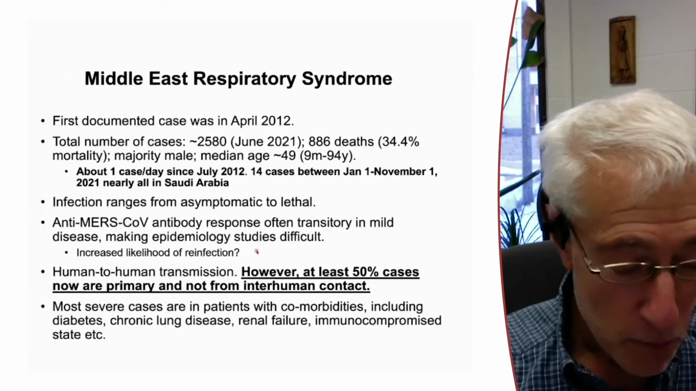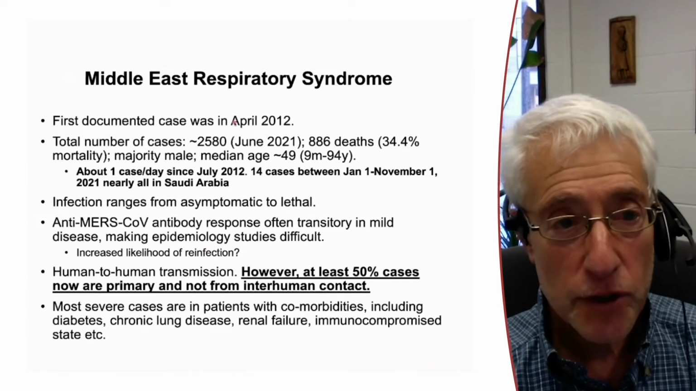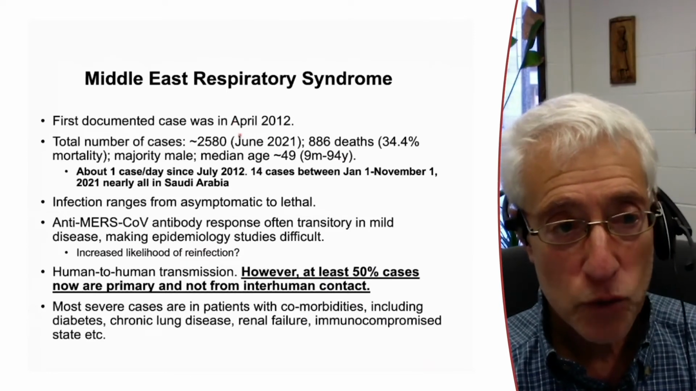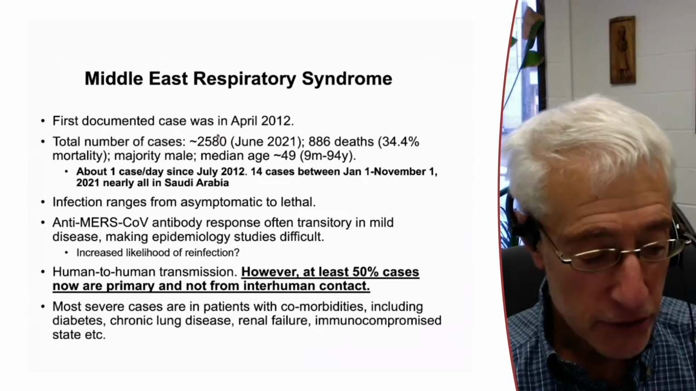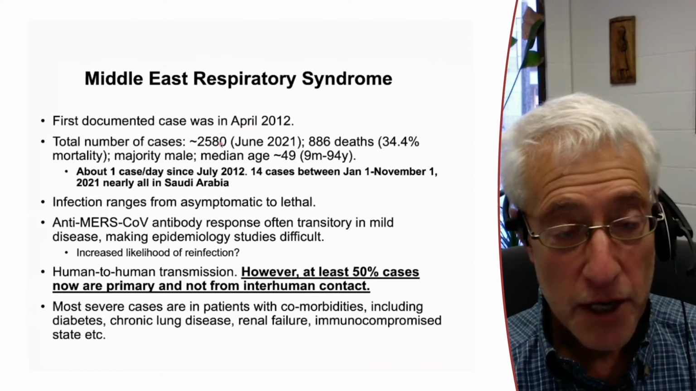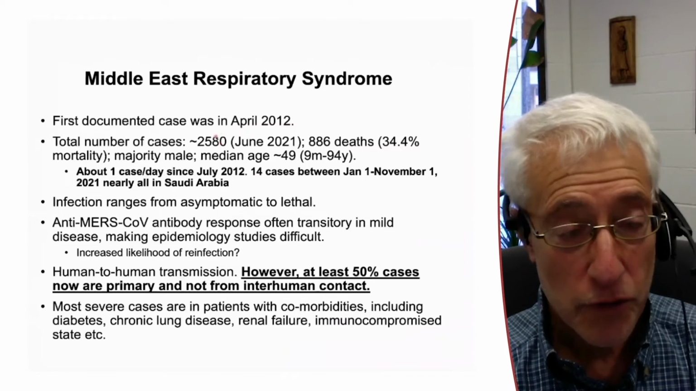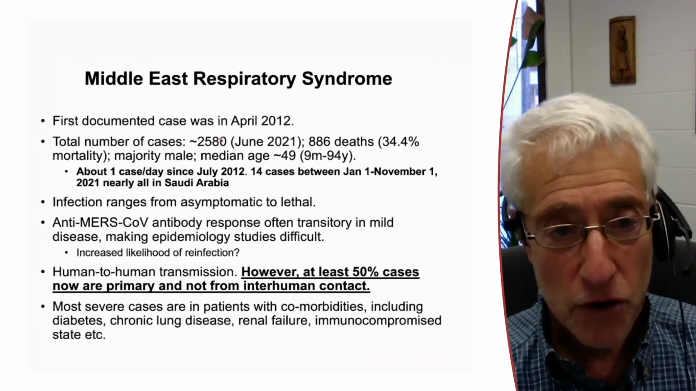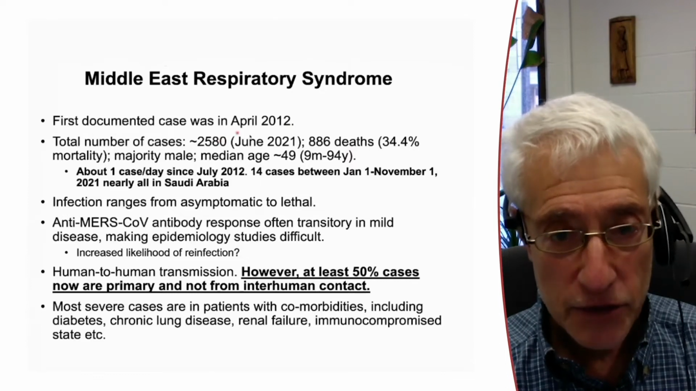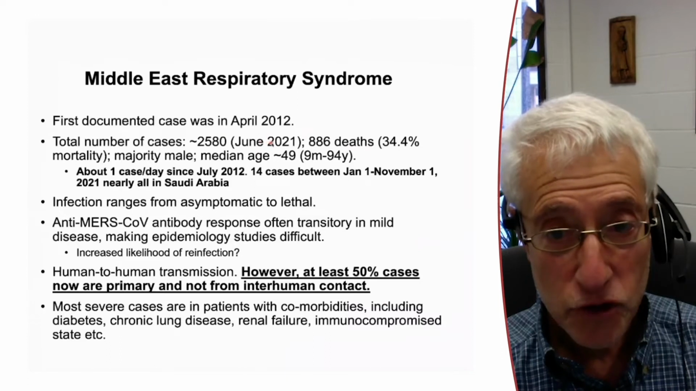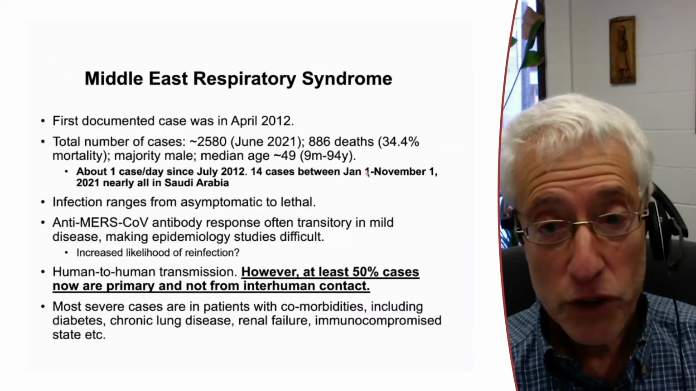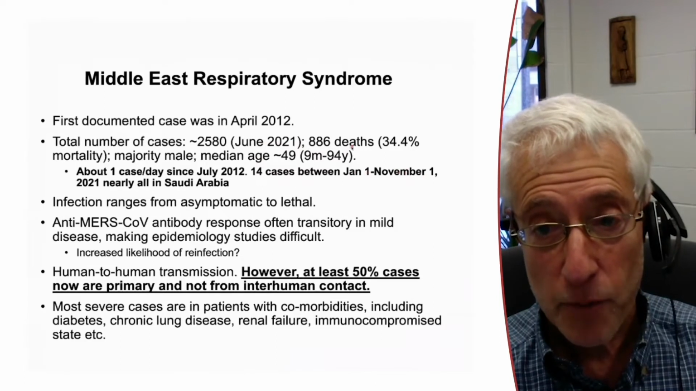So then thinking about MERS, this was Middle East Respiratory Syndrome, first documented in April of 2012, and the number of cases is actually much lower than even SARS in 8 months. It's been 2,500, even than SARS in 2 years. There's been a total of 2,580 cases as of the last year. This says June 2021, but there were only 14 cases between January 1st and November 1st.